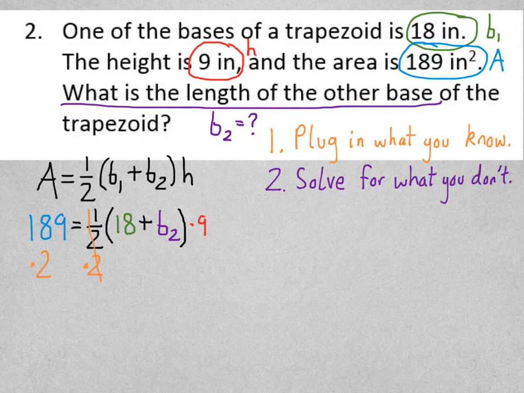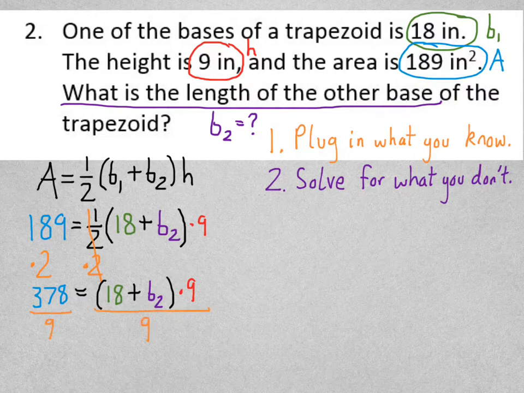I can do the 1/2 just like I did before. We'll multiply both sides by 2. That would give me 378 on that side, and 18 plus B2 all times 9 on the other side. Now, which do I get rid of next? The 18 or the 9? We get rid of what's on the outside of the parentheses first. So I'm going to remove the 9. How do I undo multiplying by 9?